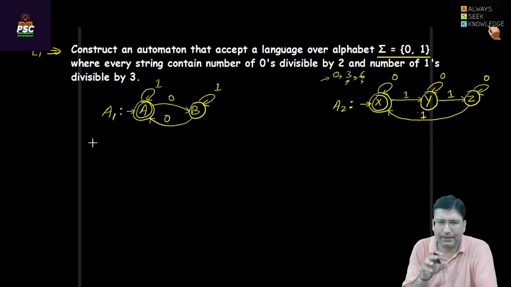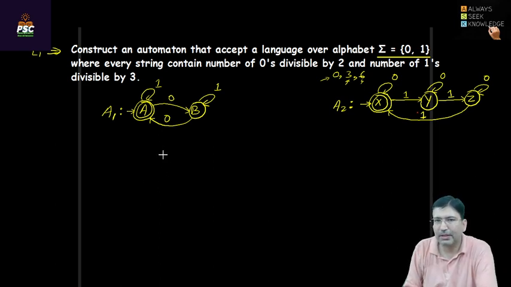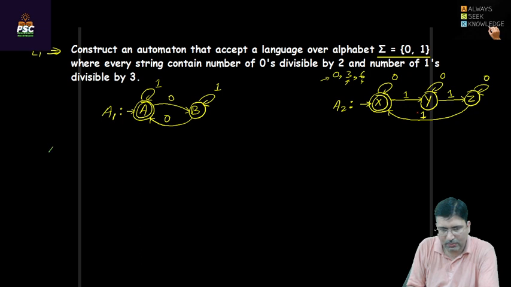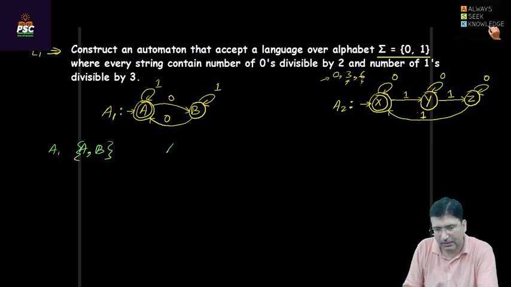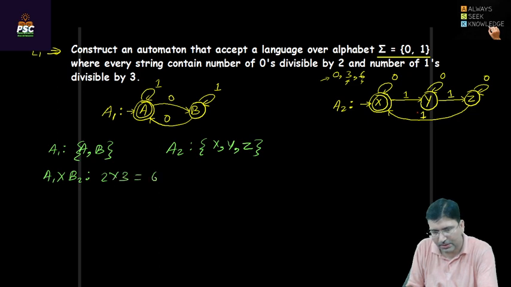First, we need to identify, if there are two automatas and we perform any sort of operations, what is the maximum number of states we can achieve. Automata is nothing but a set of states. Let's say A1 has a set of states, A and B, so there are two states. And there's another automata, A2, which has X, Y and Z. Let's say there are three states. So if we do the Cartesian product, the maximum possible number of states will be 2 cross 3, that would be 6.